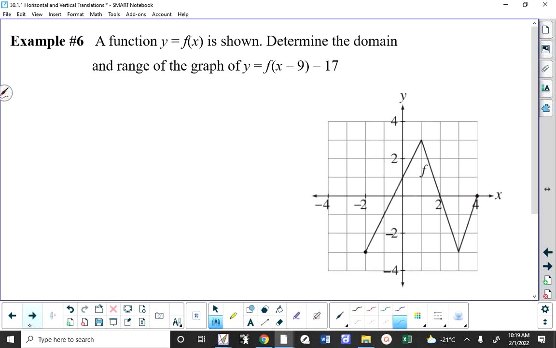Number 6, what's the domain and range of a transformed function? The original function f is given there. The transformed function is f of x minus 9 minus 17.